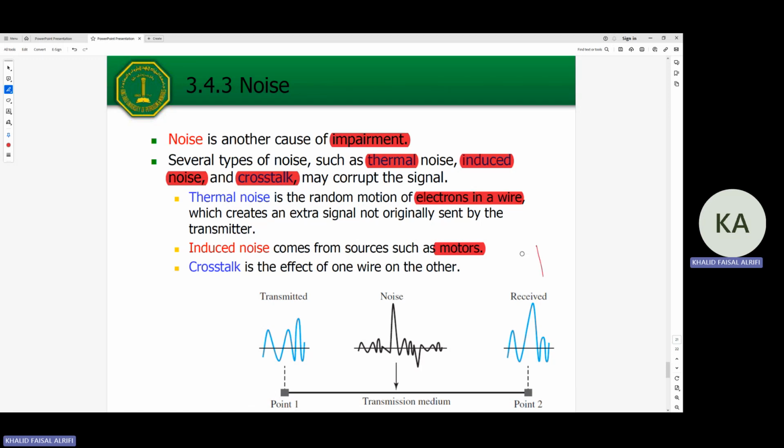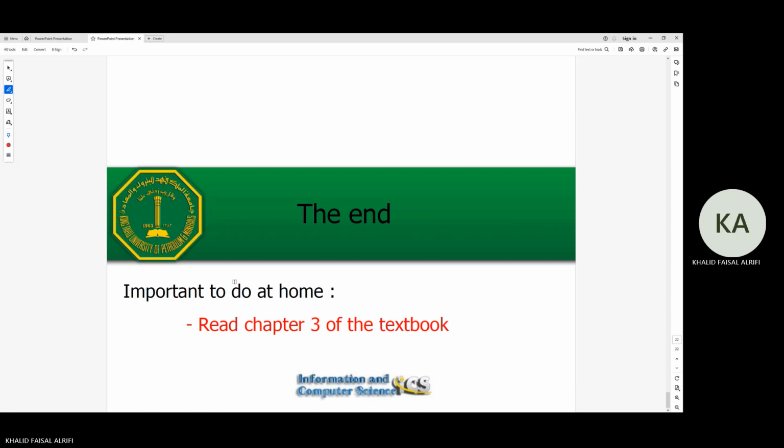So you have this wire and this wire beside it, so they both will affect each other. So at the point when this is what you want to transmit, this noise will cause the original wave to be changed, and the receiver will receive something different. So the causes of noise are these three: thermal noise, induced noise, and crosstalk. Okay, and I guess that's it for chapter 3.